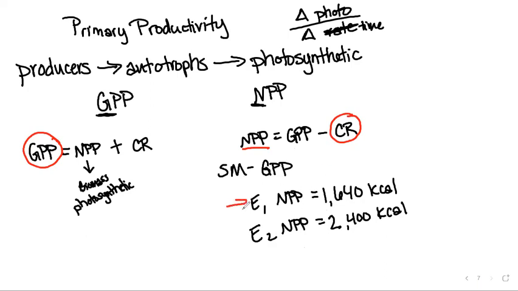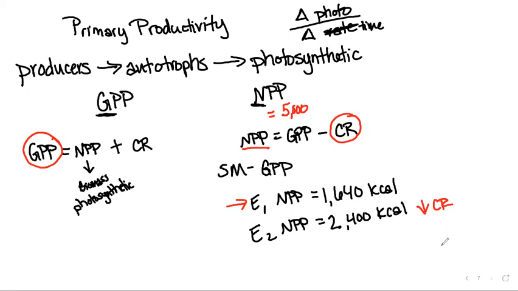Ecosystem one. Okay. Because theoretically, let's say that this number right here is 5,000. Right? So this is the same. We end up with more at the end with ecosystem two, which means it has a lower cellular respiration rate than ecosystem one, because ecosystem one has less net to work with than two does.